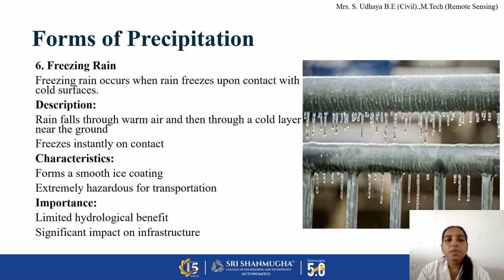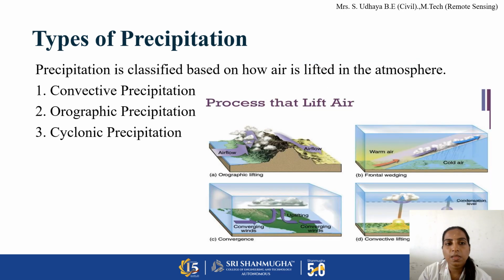The next one, freezing rain. Freezing rain generally occurs when rain freezes upon contact with cold surfaces. Okay, rain actually occurs in the liquid form, but when it reaches near the cold surfaces, it freezes and forms a coating. Here the rain falls through warm air, and when it reaches a cold layer near the ground, it freezes instantly on contact and forms a smooth ice coating. It is extremely hazardous for transportation.